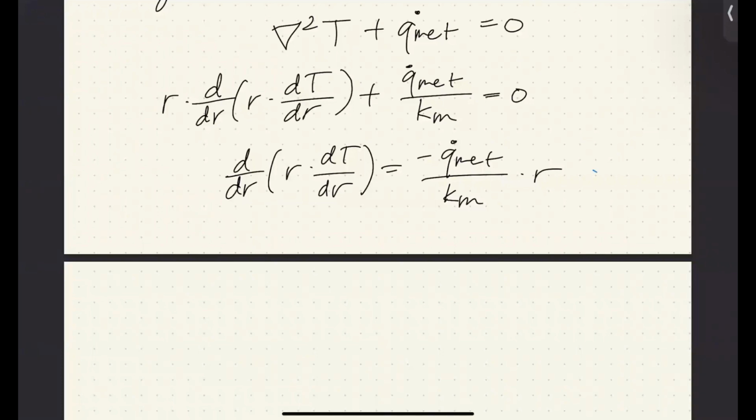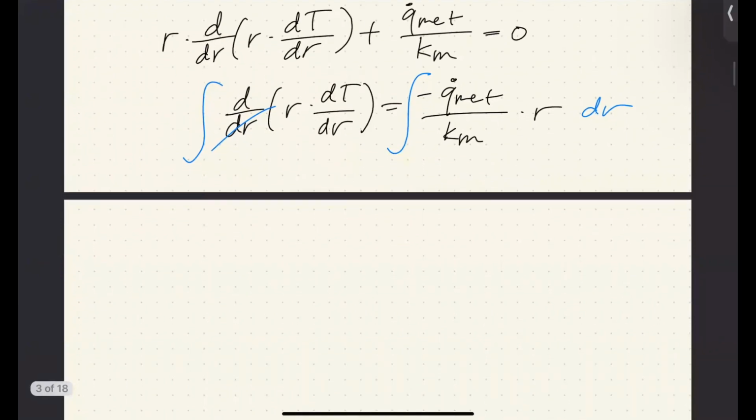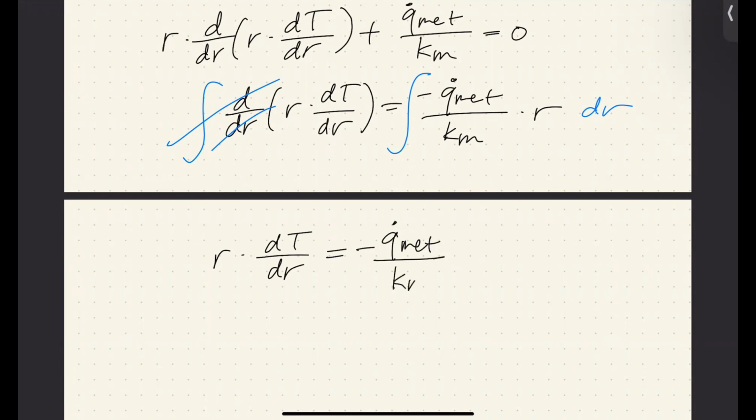We can actually move the dr here, and then we take the integral, right? We did this before. This should be pretty redundant now. We have the integral of a derivative. We did this earlier. We have r dT/dr is equal to what? Well, we have negative Q met over Km, it's constant, times r squared over 2 plus C1, right?